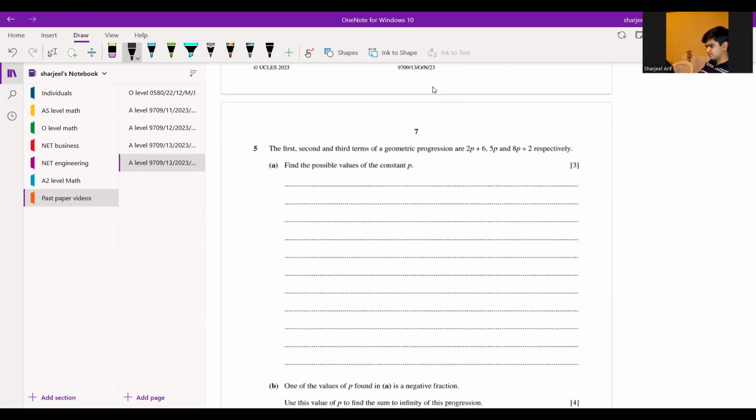So question number 5, part A, we have this geometric sequence. So in this, R1 will be equal to 5p over 2p plus 6, and R2 will be equal to 8p plus 2 over 5p. R1 is equal to R2 if it's a geometric progression. So 5p over 2p plus 6 equals 8p plus 2 over 5p.